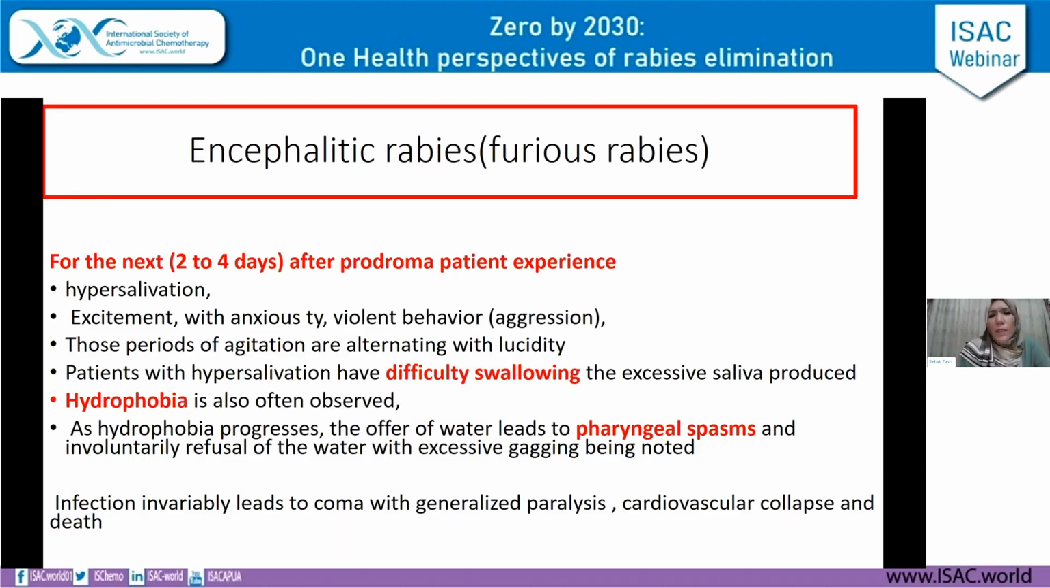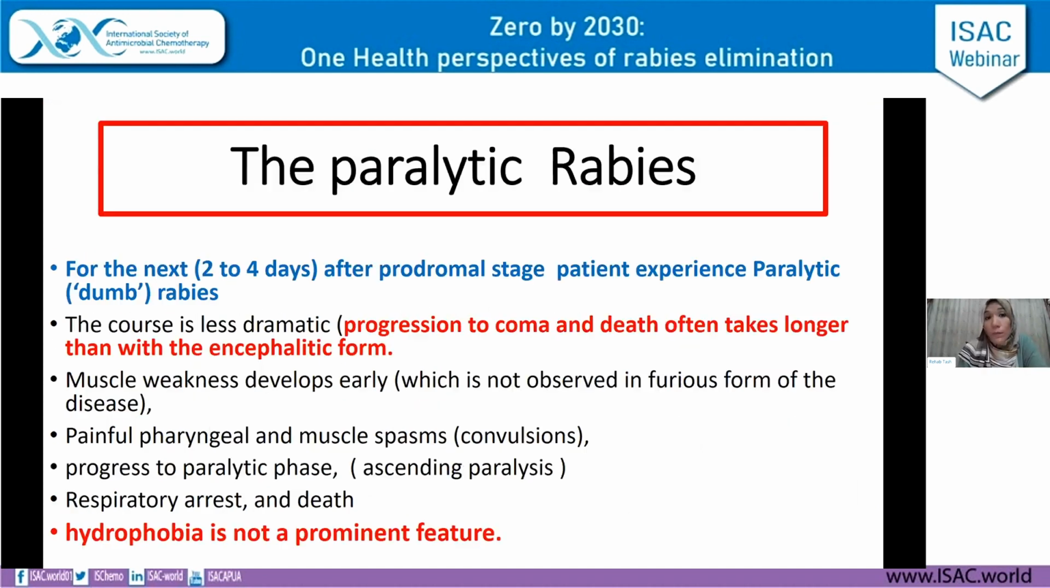So encephalitic rabies is a classical form with hypersalivation, excitement alternating with lucidity. There is difficulty swallowing with this hypersalivation, and it will progress to pharyngeal spasm. This pharyngeal spasm makes the patient experience hydrophobia, and all this will progress rapidly to coma, generalized paralysis, and death. The paralytic rabies is less dramatic.